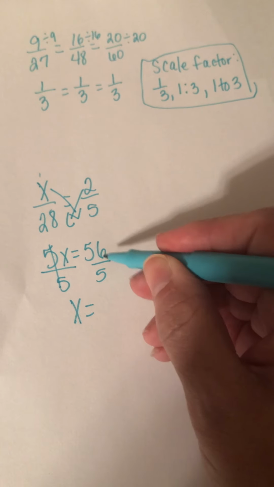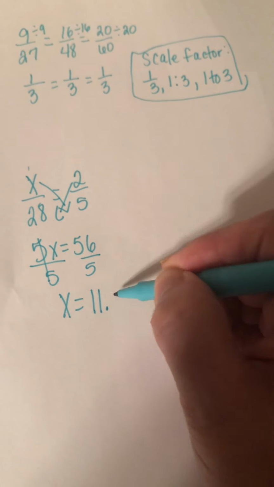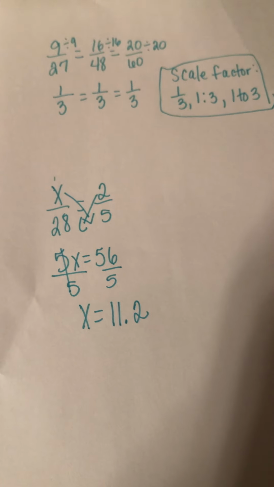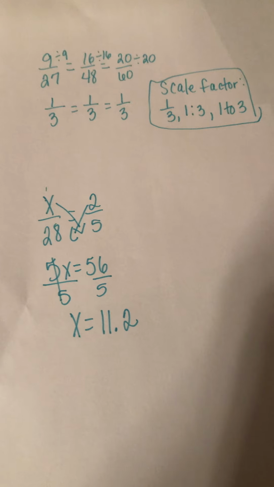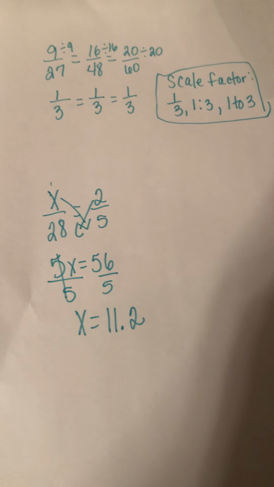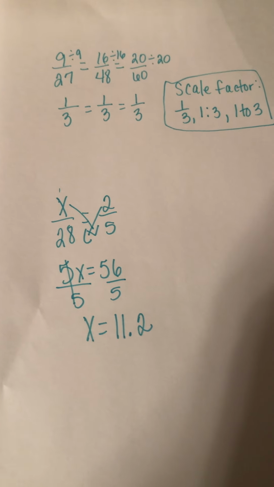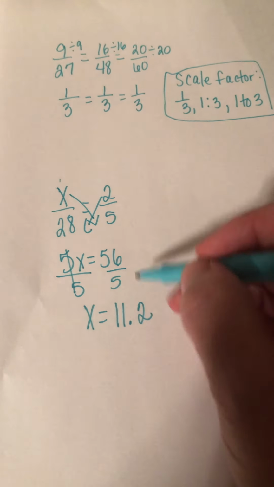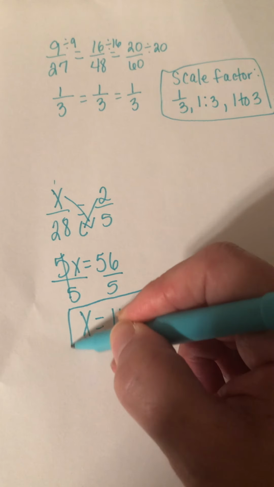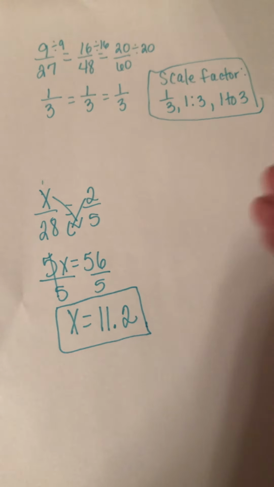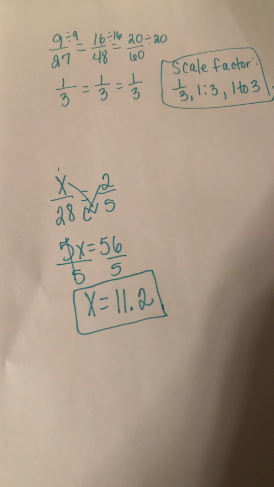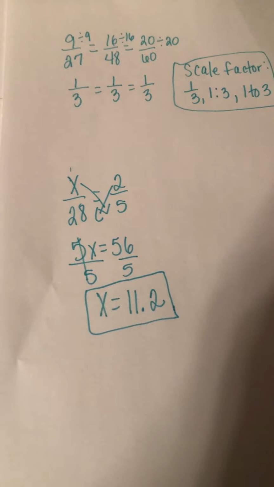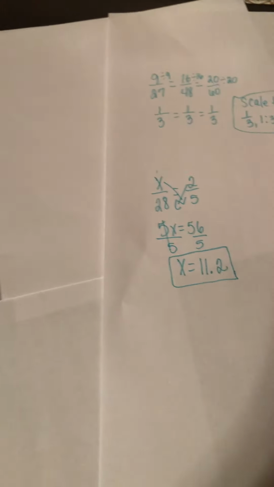Okay, if you divide 5 into 56, it's going to go 11 times, and then you have a remainder. This decimal will actually terminate because you're dividing by 5. 56 divided by 5 is 11.2, so that's going to be our answer. Remember, it's okay for you to use a decimal as long as it terminates. If it's a repeating decimal, make sure you leave it in fraction form. So that's the first 2 problems.